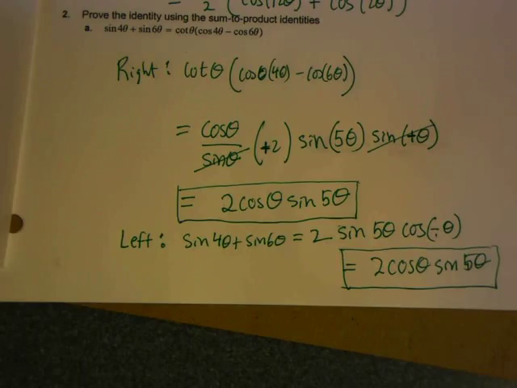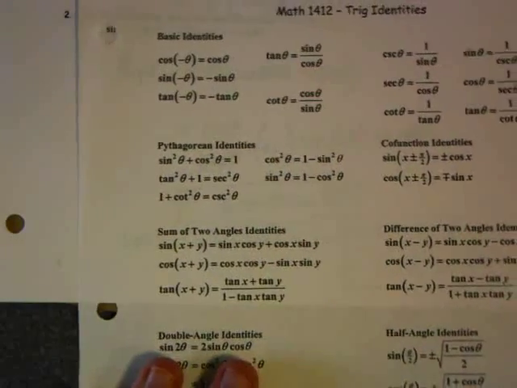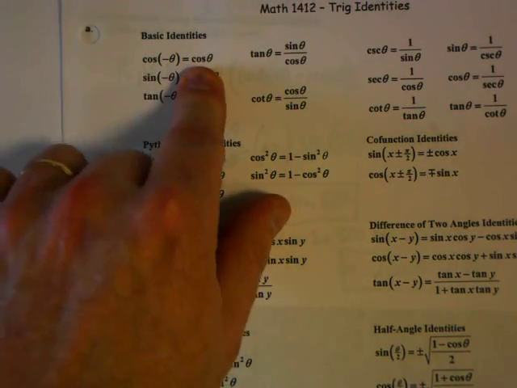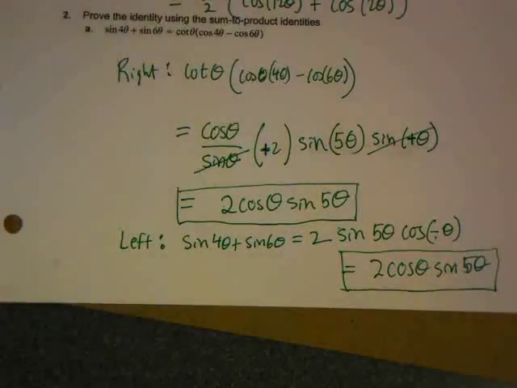Lindsay? Where did the negative theta go? That went away because that's my even property of cosine. Cosine of negative theta. Cosine kills the negative signs. All right, let's flip it over to the back here.